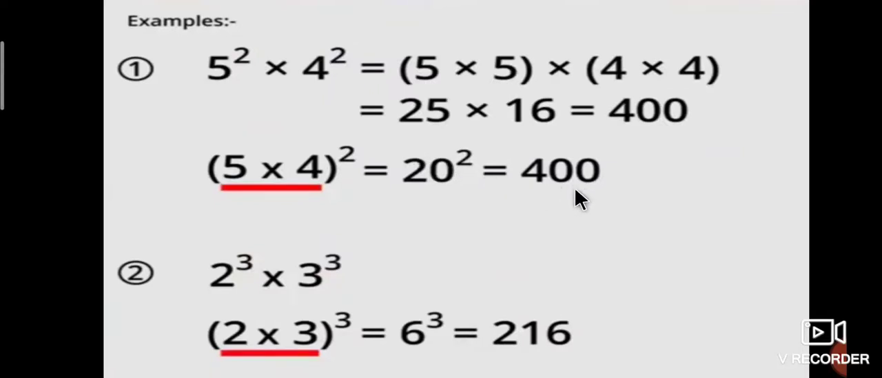5 into 4, 5 4s are 20, 20 to the power of 2 is 20 into 20, that is equal to 400.